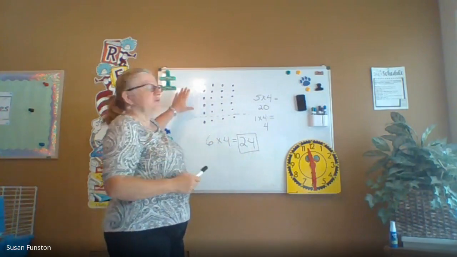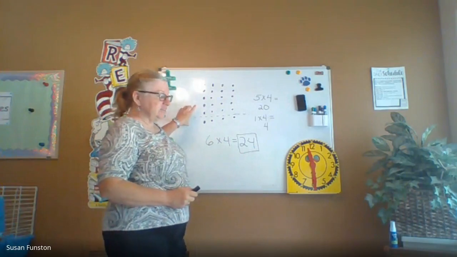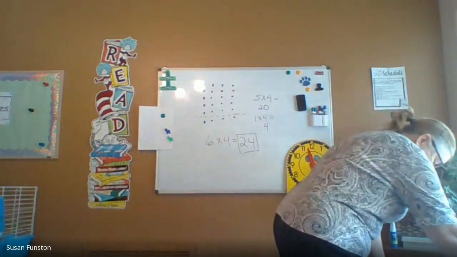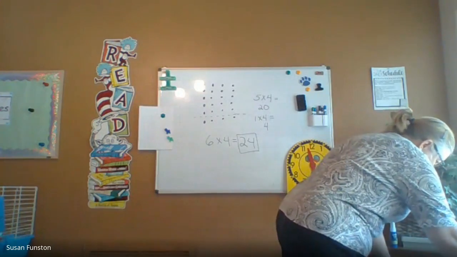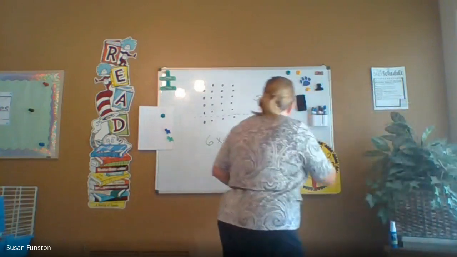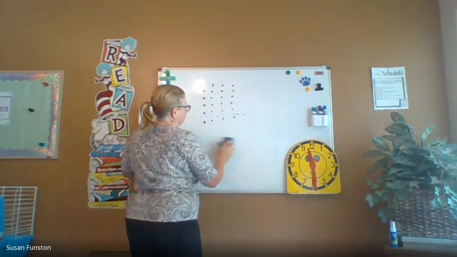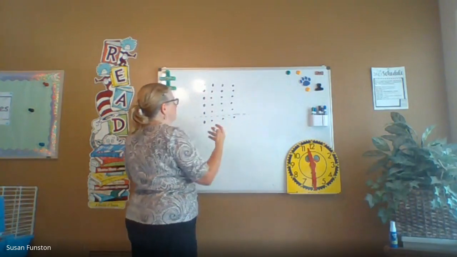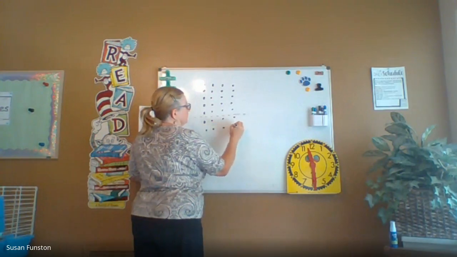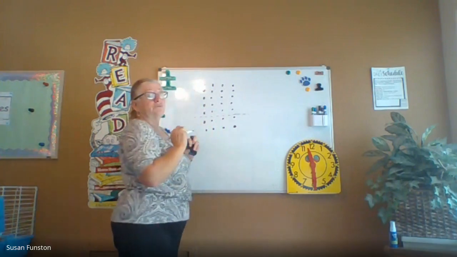So all this is doing, it's the same thing we've been doing. I'm just dividing it into 2 steps to make the numbers easier for me to work with. Okay, let's try one more. Okay, I'm going to keep this array. I'm going to add one more group of 4 to the bottom. So now I have 1, 2, 3, 4, 5, 6, 7 rows of 4.